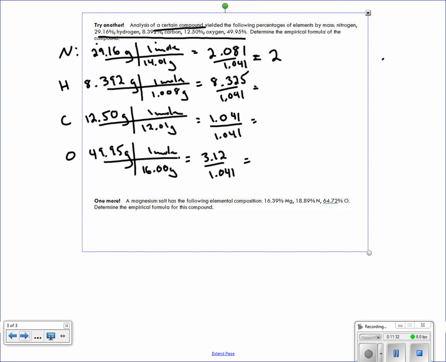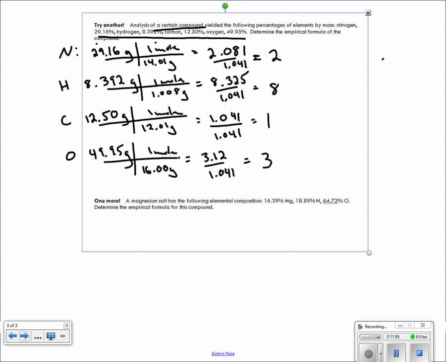Our next one, 8.325 divided by 1.041. And I get 7.997. Really, what am I going to round that to? That's really an 8. I know that's going to be a 1. And then for our last one, 3.12 divided by 1.041. For that one, I get 2.997. Really, I'm just going to treat that as a 3.